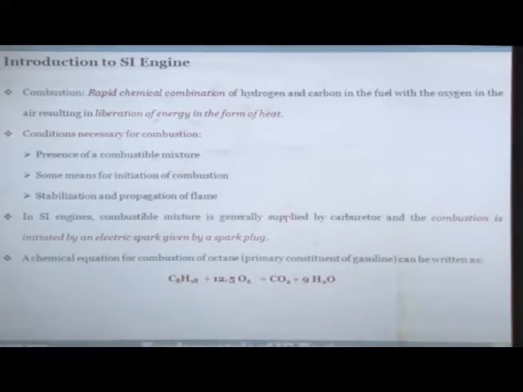So, in SI engine, combustible mixture is generally supplied by a carburetor, even today, as in the case of two-wheelers. All the two-wheelers, 80% of the vehicle population in India, whether we like it or not, is still carburetor. And combustion is initiated by an electrical spark plug, which gives a spark. What is that spark?